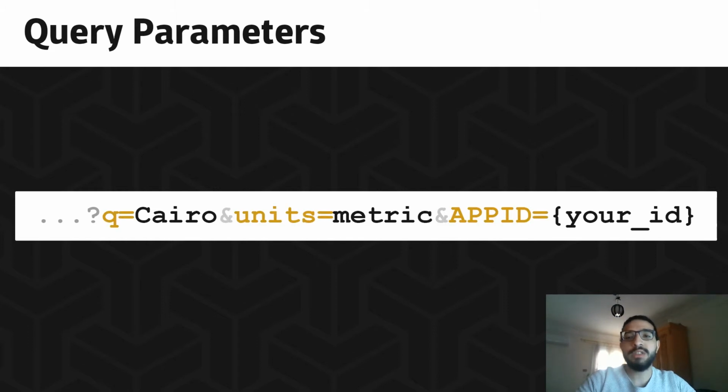We need to know the weather in Cairo. We need it to be in the metric system. I don't want Fahrenheit in my app. Moreover, the server should know who it's talking to, so we need to add our user ID. This should be unique for everyone.